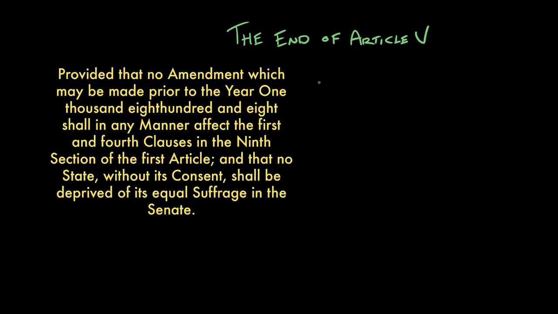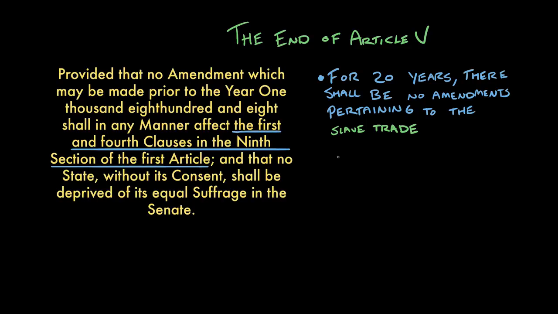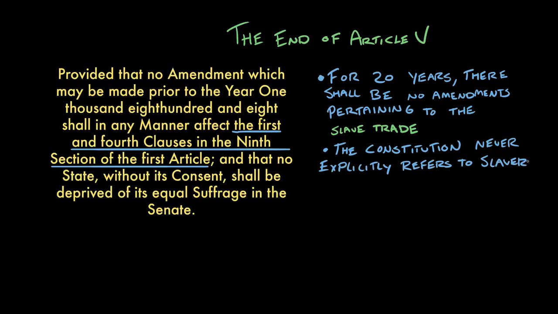The interesting thing about this is, what did they do? They basically said for 20 years, there's not going to be any amendments that are going to speak to the slave trade. And the Constitution is very, let us say, shy about using the term slavery or referring to slavery. It actually never refers to the term slave.